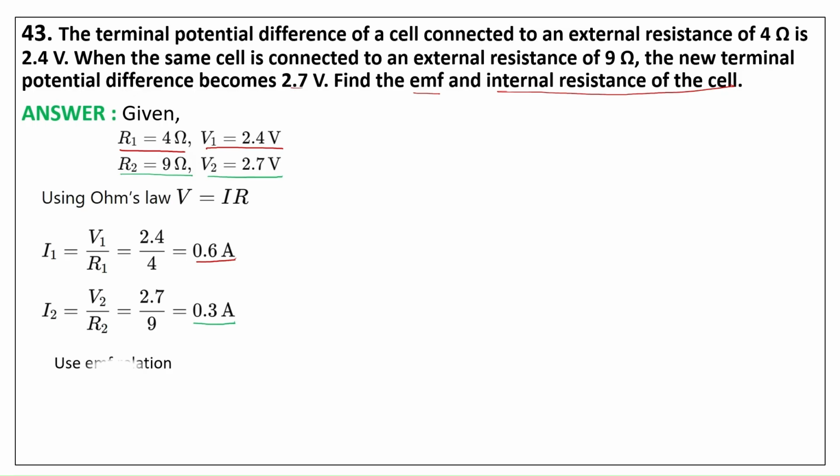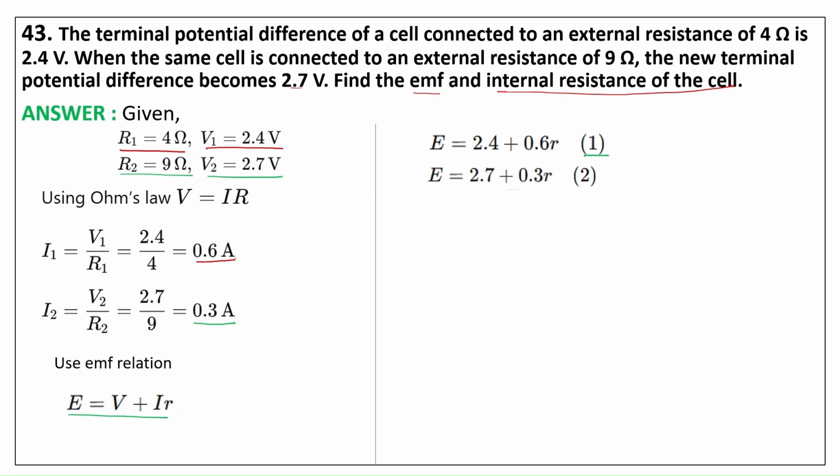On using EMF relation, E is equal to V plus IR. Now substitute I1 and I2 in the above equation, we get E is equal to 2.4 plus 0.6 R. Mark as equation 1. And E is equal to 2.7 plus 0.3 R. Mark as equation 2. Now, equate 1 and 2, we get 2.4 plus 0.6 R is equal to 2.7 plus 0.3 R. Take R at one side.